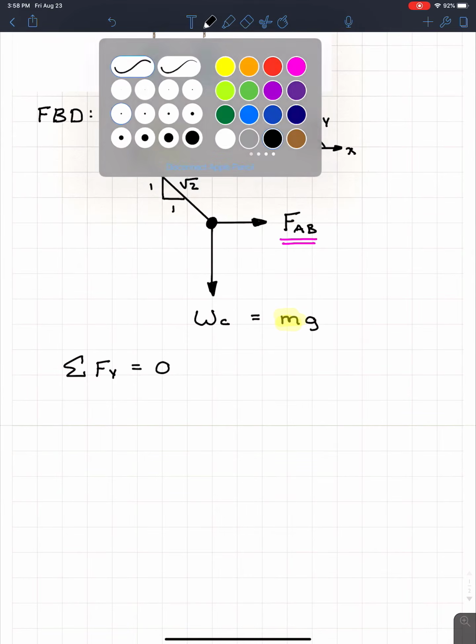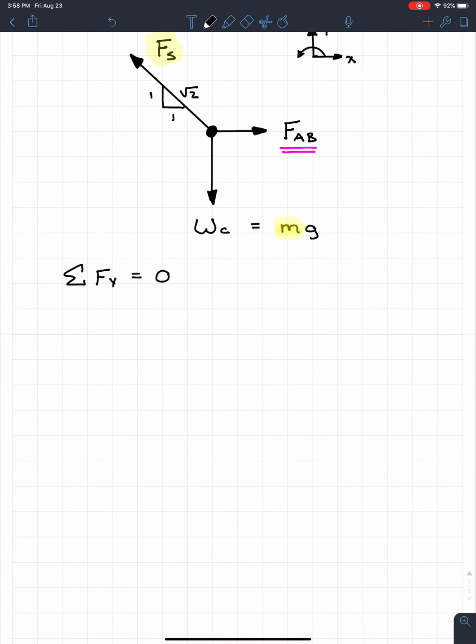So if we do sum of the forces in the y, the spring force is going up, so it's positive, and we want its vertical component, so it's going to be 1 over root 2. I'm getting ahead of myself, but I shouldn't. I need to show you guys everything. So it's going to be minus the weight of the cylinder, and it's minus because the weight of the cylinder is pulling downward, and that's going to be equal to 0 since it's in static equilibrium.